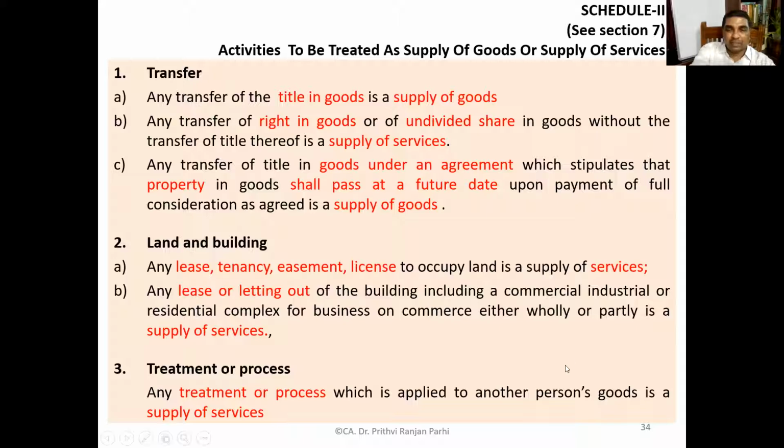Now, third point talks about treatment or certain processes. Any treatment or process which is applied to another person's goods. Suppose I'm handing over my goods to someone. I'm giving my car to someone to get it painted. So I'm sending it for a treatment or for a process. This process, somebody else is applying on my goods. Goods are mine. Title is with me. And this application of this process or this treatment will be regarded as supply of services.